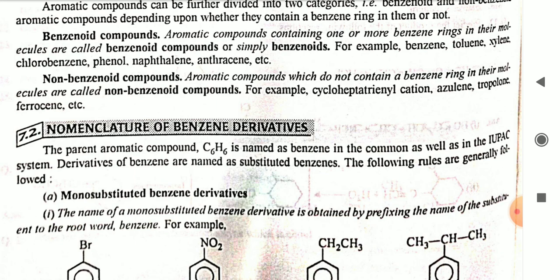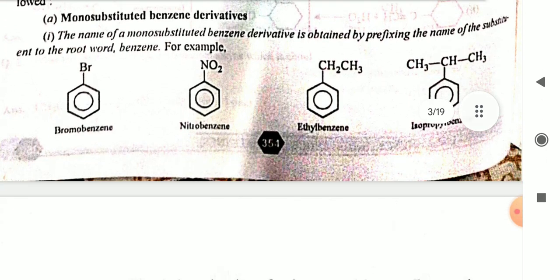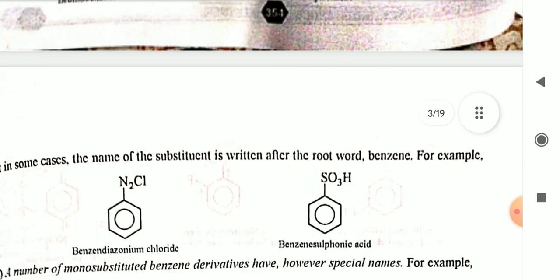Nomenclature of benzene derivatives. The parent aromatic compound C6H6 is named as benzene in the common as well as in the IUPAC system. Derivatives of benzene are named as substituted benzenes. The following rules are generally followed. A. Monosubstituted benzene derivatives. The name of monosubstituted benzene derivatives is obtained by prefixing the name of the substituent to the word root benzene, for example, bromobenzene, nitrobenzene, ethylbenzene, and isopropylbenzene.